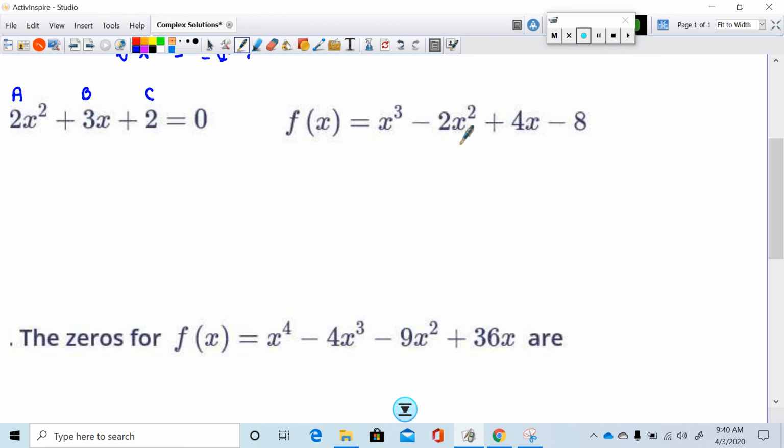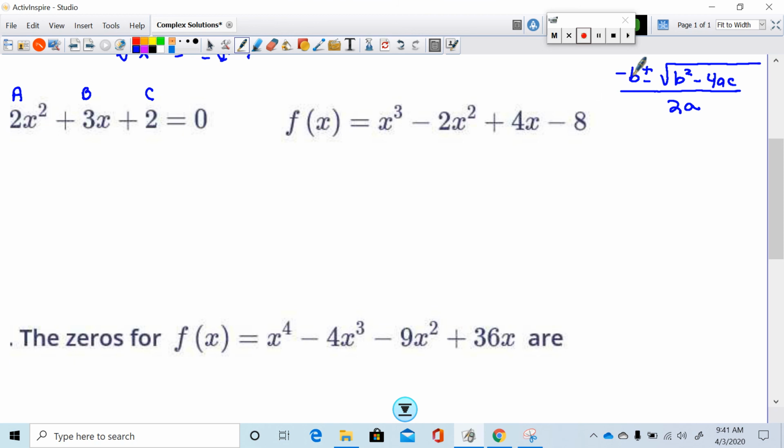So the quadratic formula, let me come out here and write it. It's negative b plus or minus the square root of b squared minus 4ac all over 2a. So I'm going to use that for this one. I'm not going to use it for the other two. You'll see why in a moment.